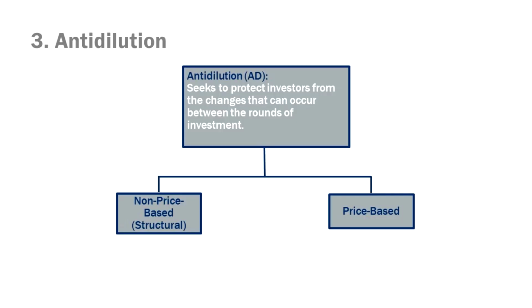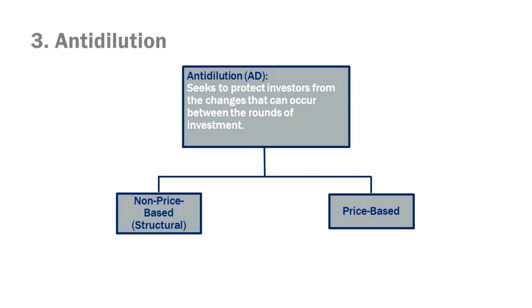Most early-stage investments involve more than one round of funding, and anti-dilution is a term that seeks to protect investors from the changes that can occur between the rounds of investment. Most early-stage companies require 4 to 5 rounds of funding before they reach an exit, and therefore the earliest round investors will be keen on preserving the protections they negotiated as additional funds are raised.